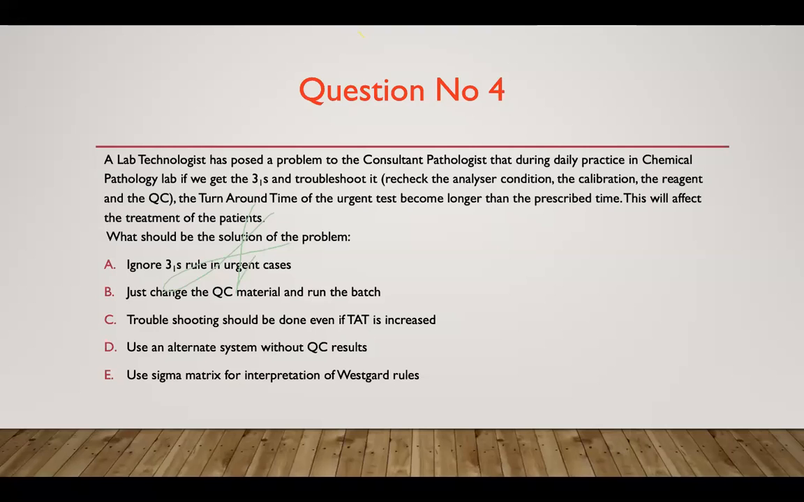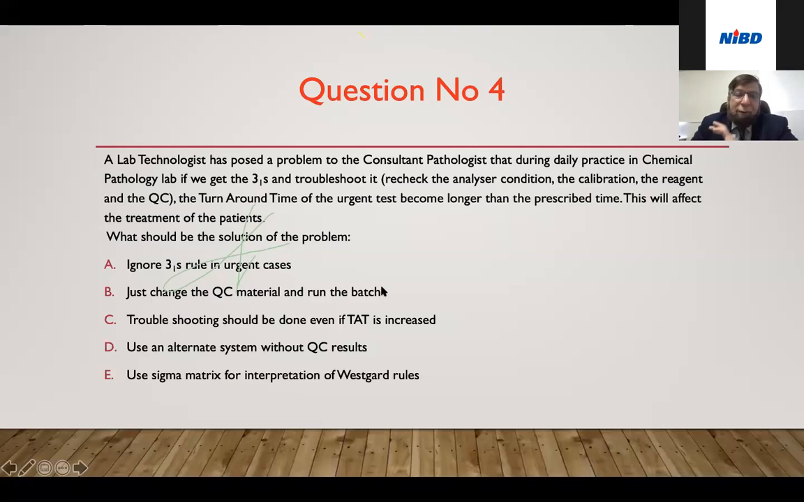So let's see what the options are. A, ignore the 1 3S rule in urgent cases. B, just change the QC material and run. C, make a new control, assuming that the control was bad, and then run it. D, troubleshooting should be done even if TAT is increased. E, use an alternate system without QC results. You change the system and go to another one, and without waiting for QC, you run it. F, use sigma metrics for interpretation. What sigma metrics are, we will touch upon in subsequent parts. So what are your answers? Let's see.